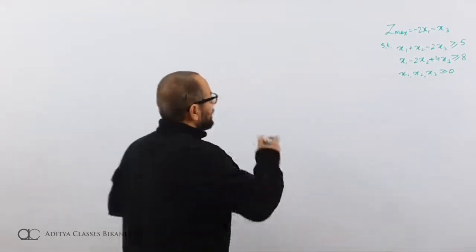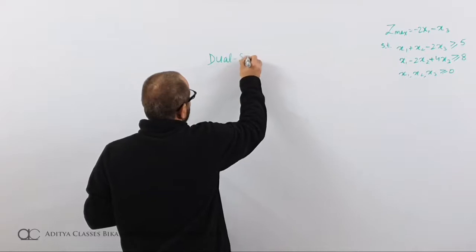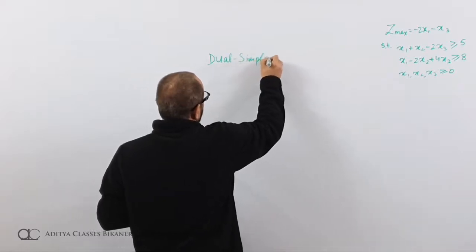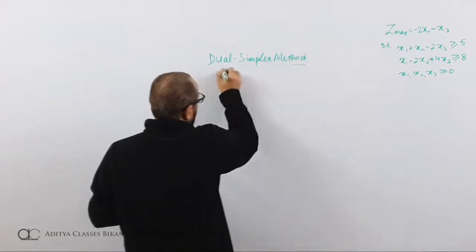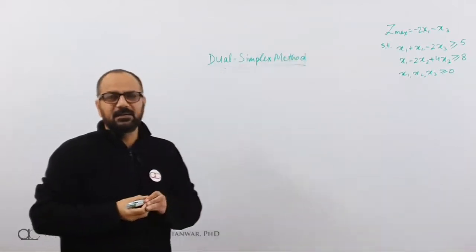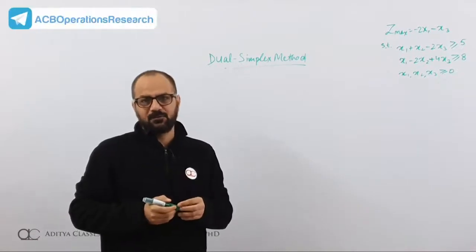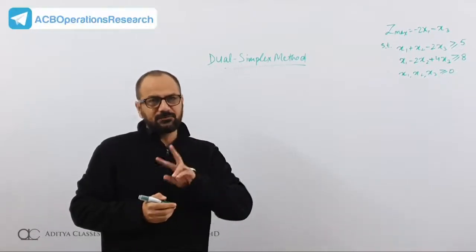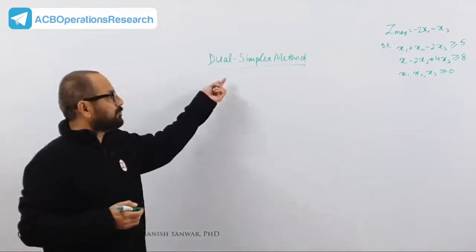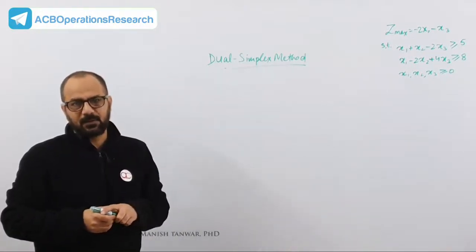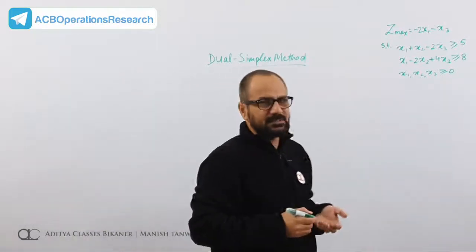Now, when we look at the name, it says dual simplex method. There is a high likelihood that we might get confused with the dual method of solving a linear problem. These are two different things: the dual method of solving a linear problem, whereas the dual simplex method. We have talked about the dual method of solving a linear problem in previous lectures.